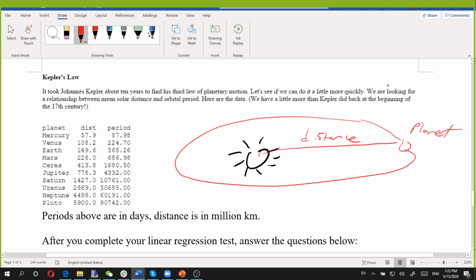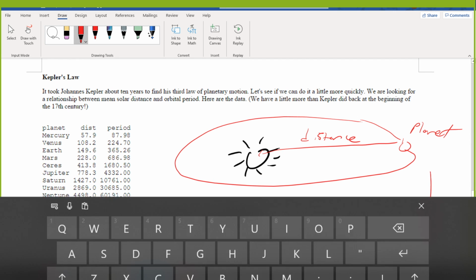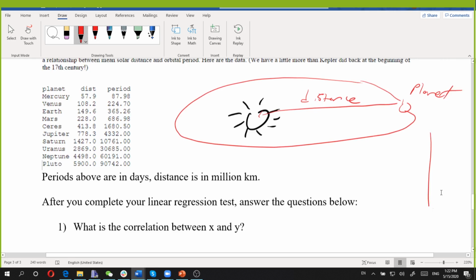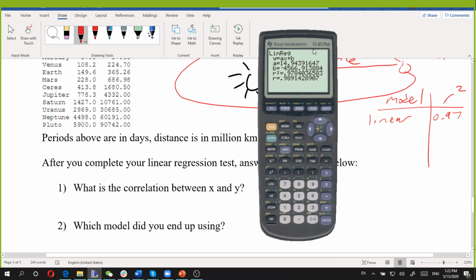Our model R squared will tell us whether this is the strongest. Our linear model had an R squared of about 0.97. Okay, so I'm going to quickly go through and we'll check our other models. Quadratic.